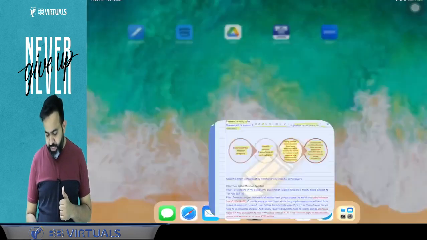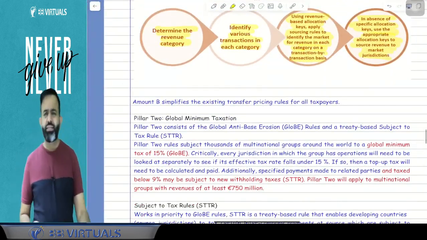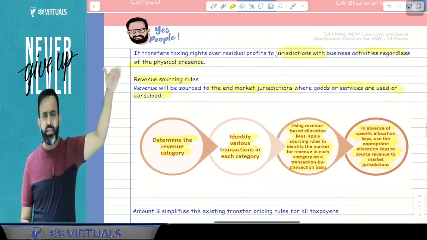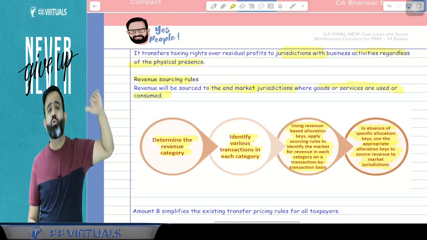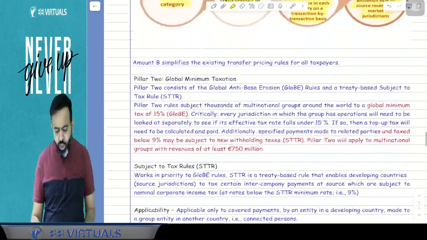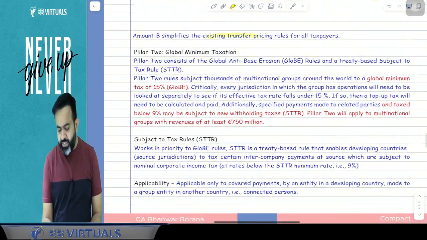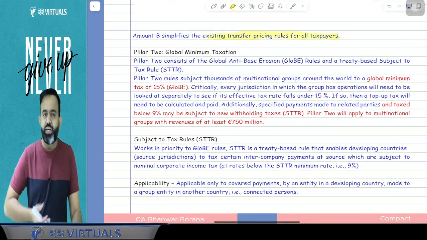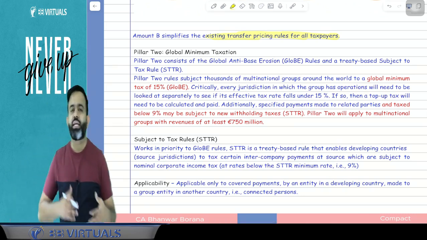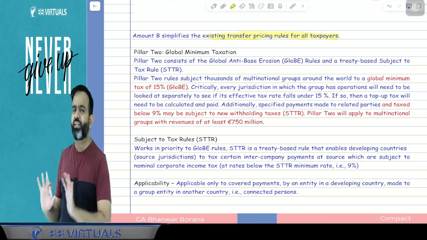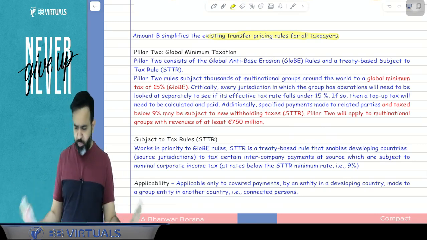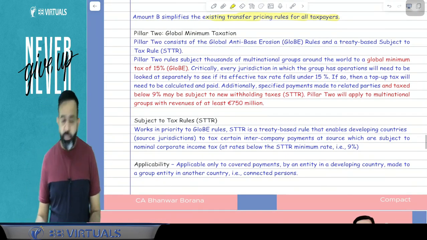Done. Now guys, we will discuss pillar number 2. We have discussed that excess profit, that is Amount A in pillar 1. Now Amount B simplifies the existing transfer pricing rules for all taxpayers. So in Amount B, they mention the transfer pricing rules, and they have simplified the transfer pricing rule. No need to remember. Now we are going to start with pillar 2.